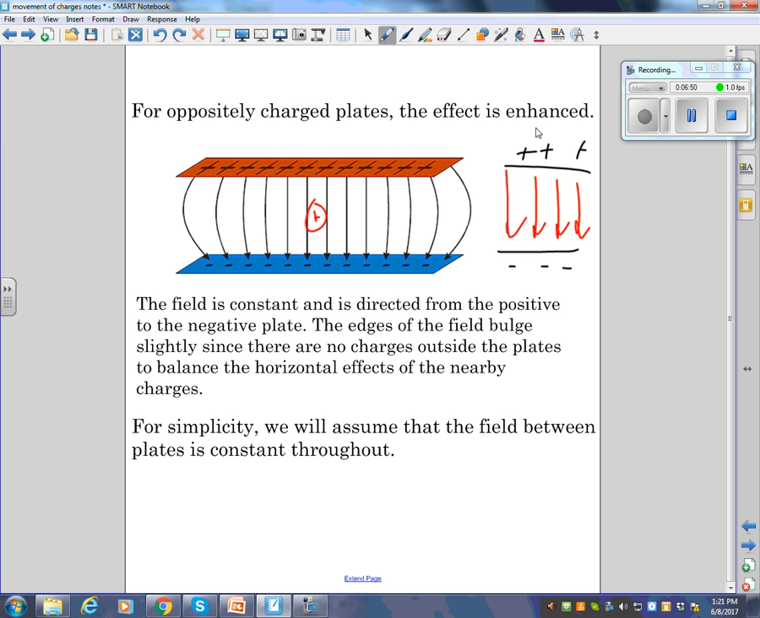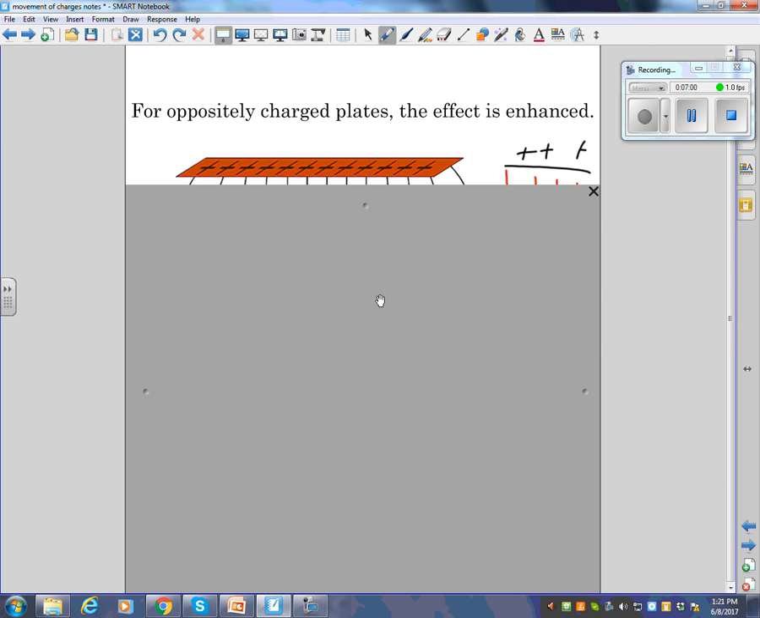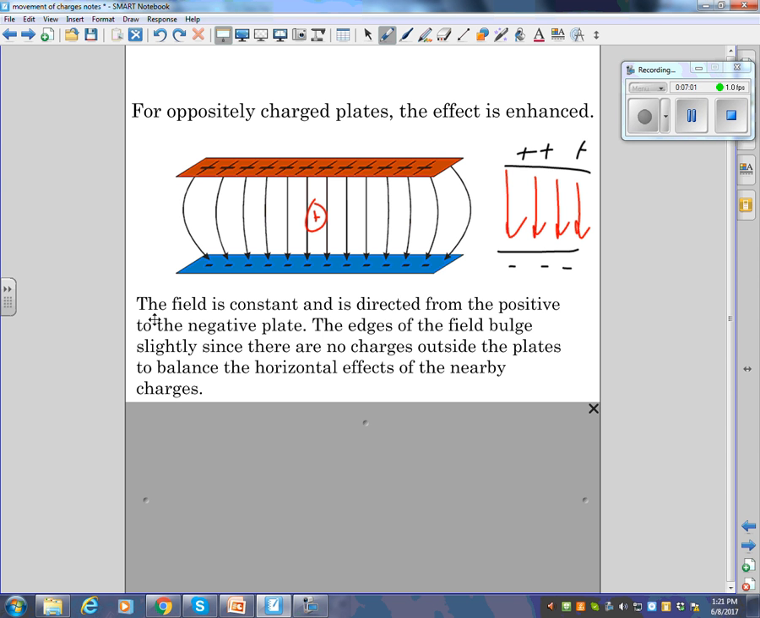Okay, there it is right there. I guess I was thinking ahead. For oppositely charged plates, the effect is enhanced, right? Now, you should also think that the field is constant, directed from positive to negative. Now, how much of that have we talked about, going from positive to negative? Have we talked about that a whole lot? In grade 9. Didn't I do the positive test charge? Yeah, we did a little bit of that, but I should probably come back to that.